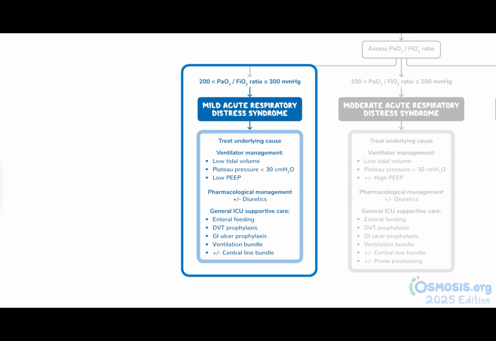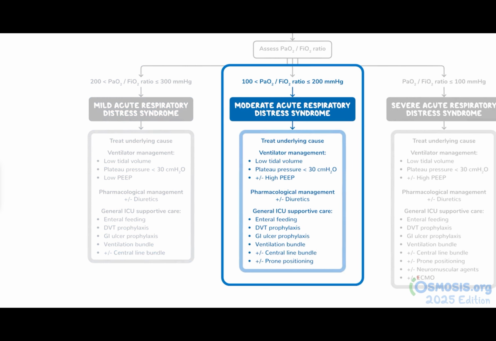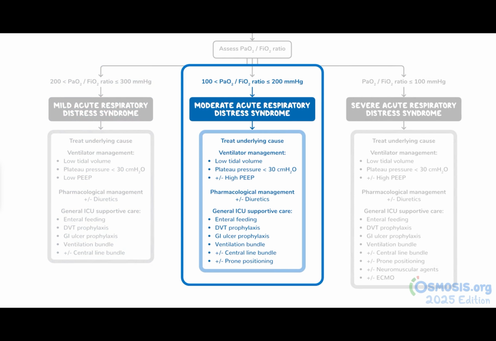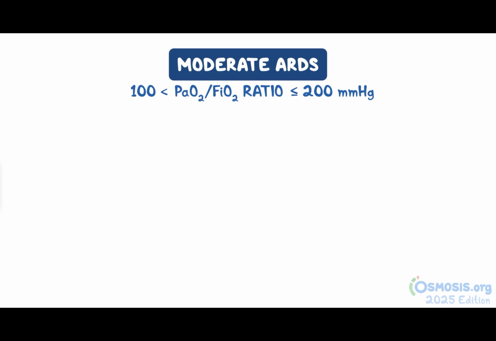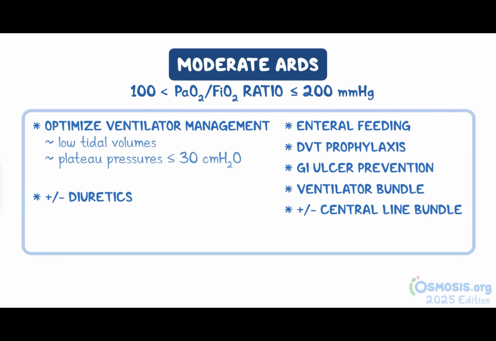Now, let's go back and take a look at individuals who have a PaO2-FiO2 ratio greater than 100 but less than or equal to 200 millimeters of mercury. In this case, diagnose moderate ARDS. Management will include the same therapy as for mild ARDS, and you may add higher PEEP levels to improve hypoxemia.